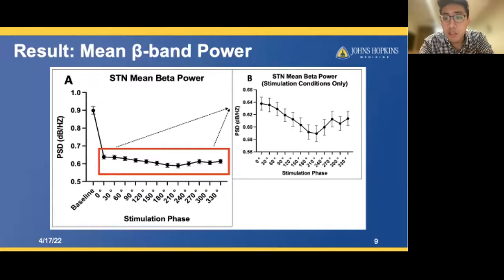But within the PTS conditions, the mean beta power in the STN was maximally suppressed across this narrow range of 180 to 210 degrees. This corresponds to the trough phase and then the rising phase of the waveform.